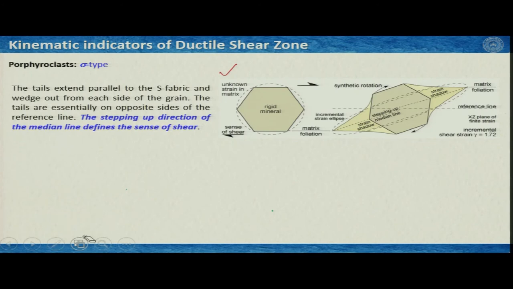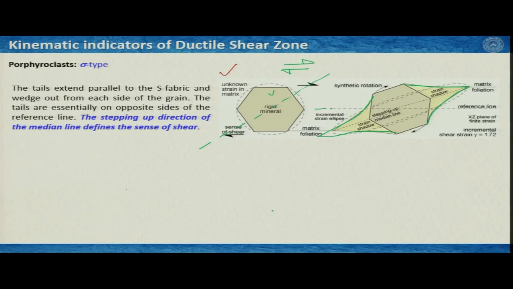So what we see here is a hexagon, and these illustrations are from the lecture notes of Professor Bons. The hexagon is the mineral grain, and then the tail structures would form if the shear sense is dextral, as it is given here with the black arrowheads. So the S fabric would form in this manner, and therefore the tail structure would develop something like that. And these are the strain shadow or pressure shadow zones.